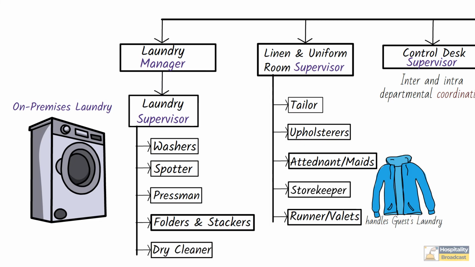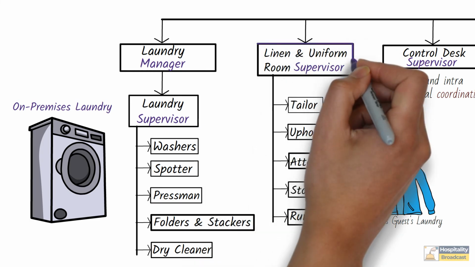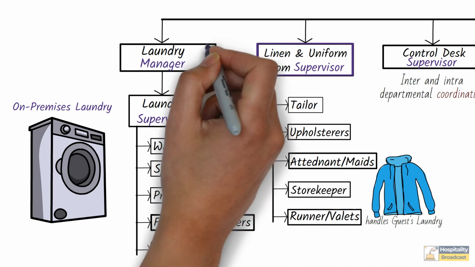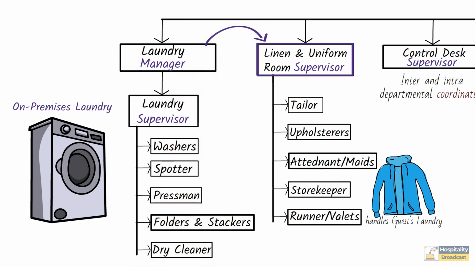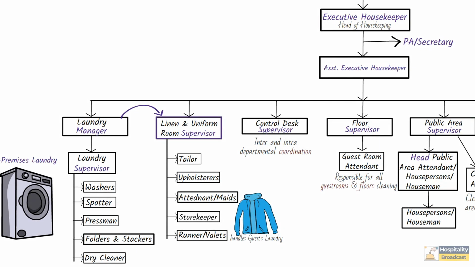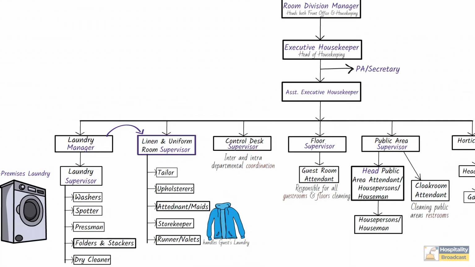In most cases, if we have an in-house laundry and laundry manager, then the linen and uniform room is also given under the laundry manager to manage. In that case, these all will report to the laundry manager, and the laundry manager reports to the assistant housekeeper or executive housekeeper.